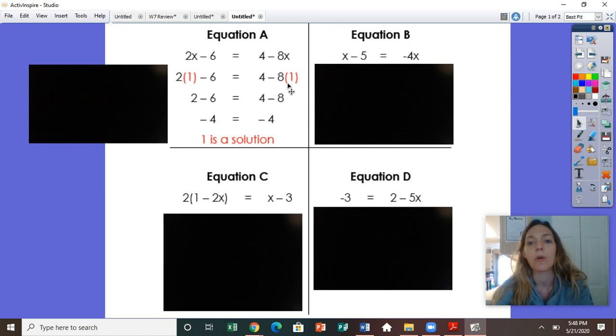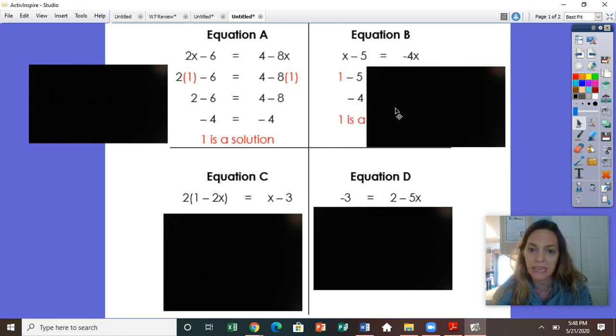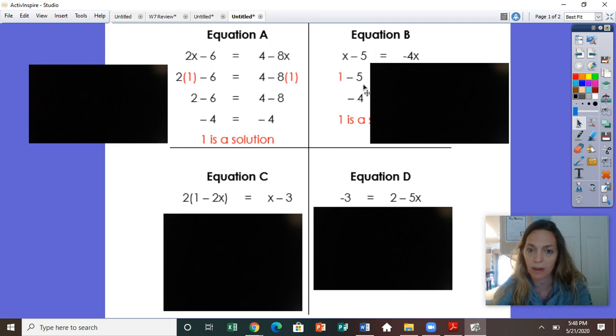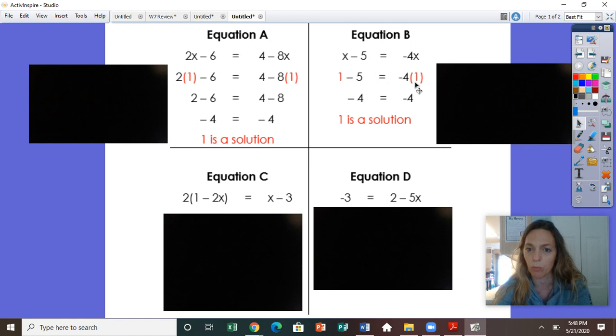So for equation A, 1 was a solution because both sides, when you evaluated them, came down to the answer negative 4. Whereas like equation B, if I fill in a 1 for x, 1 minus 5 is negative 4. And then on the other side, if I fill in 1, negative 4 times 1 is negative 4. So 1 is also a solution. So far, 1 has worked for equation A and equation B.